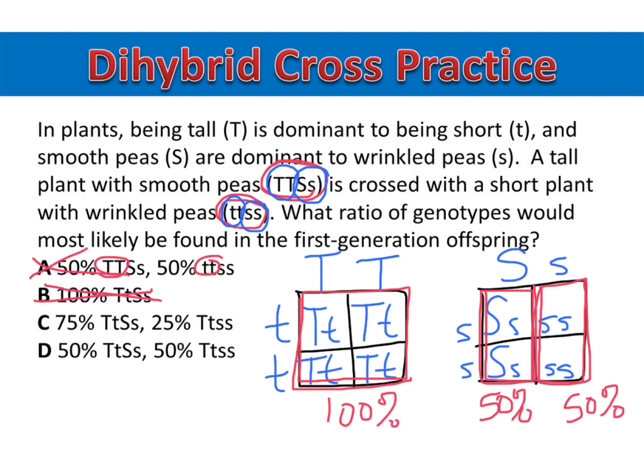I can see that C shows the right genotypes but the wrong percentages. This is going to be 50-50, and that makes D the correct answer. They'll all be heterozygous for height, but half of them will be heterozygous for pea shape, and half of them will be homozygous recessive for pea shape.